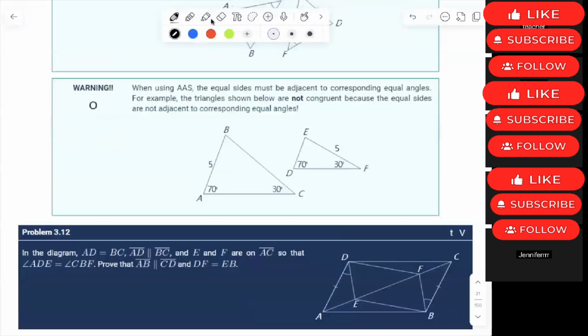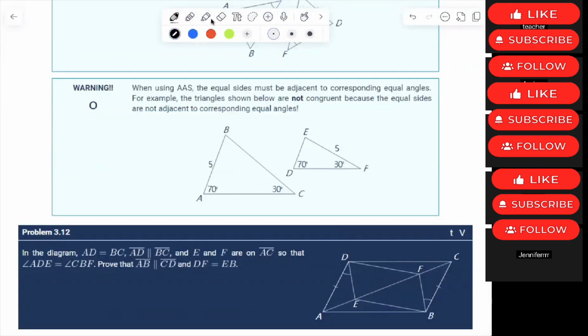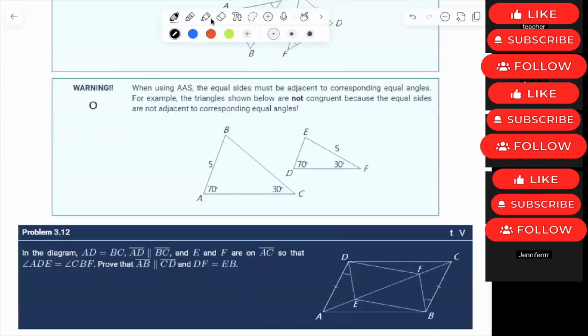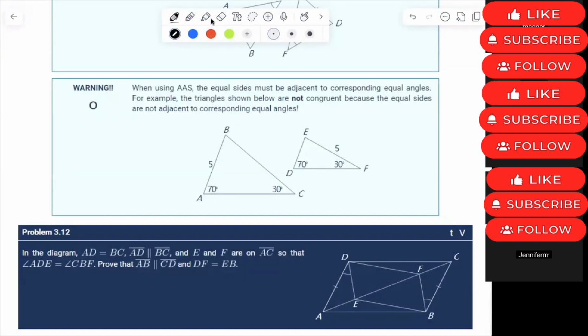Let's have a look at 2.12. In the diagram, AD is parallel to BC, and E and F are on AC so that angle ADE is equal to angle CBF. Prove that AB is parallel to CD and DF is equal to EB. Let's try this question and return to chat.